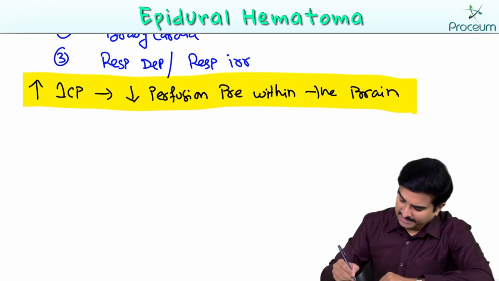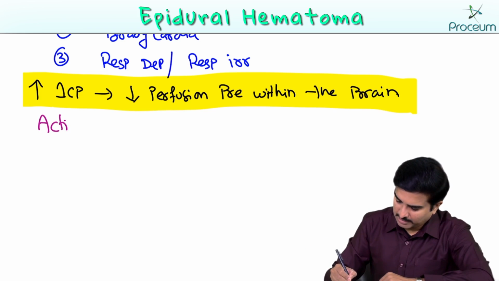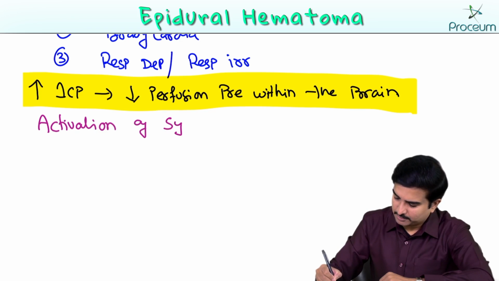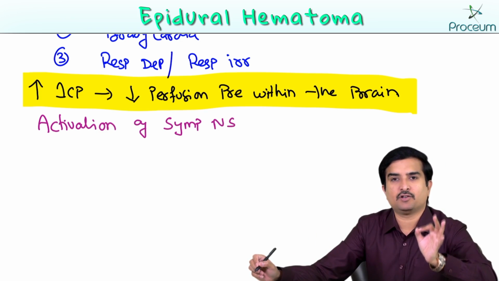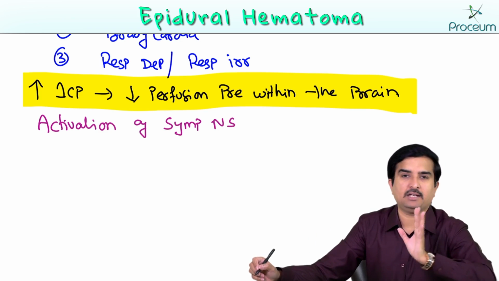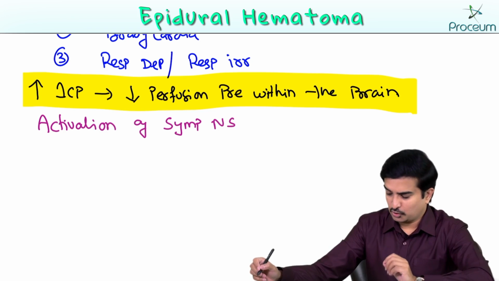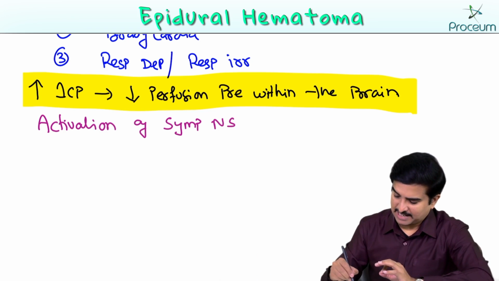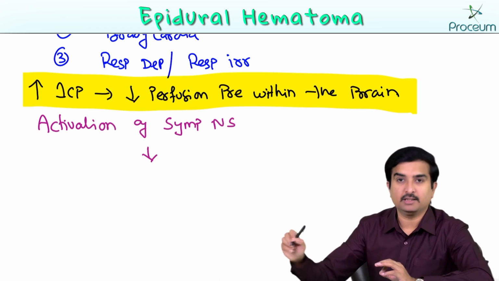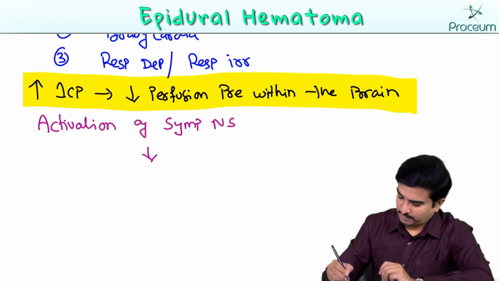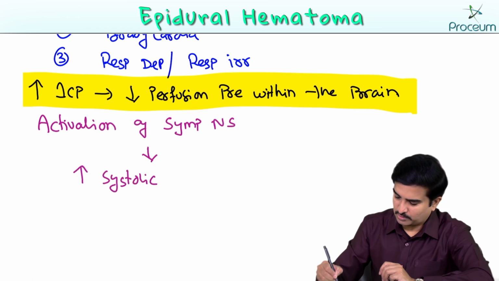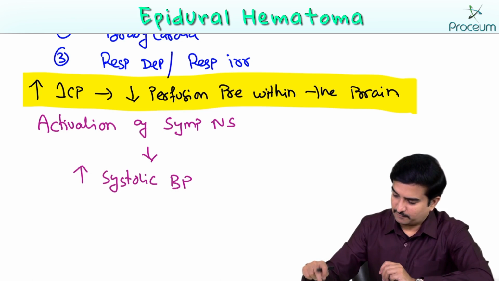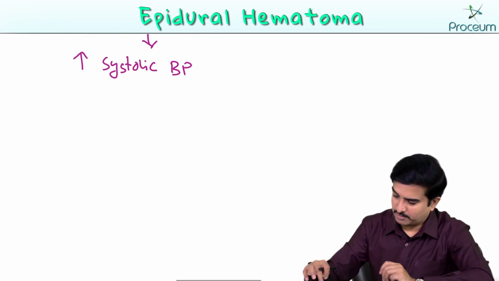So there will be activation of the sympathetic nervous system, mainly to maintain the cerebral perfusion. Whenever the sympathetic nervous system gets activated, what will happen here? There will be an increase in the systolic blood pressure, right? Systolic BP.